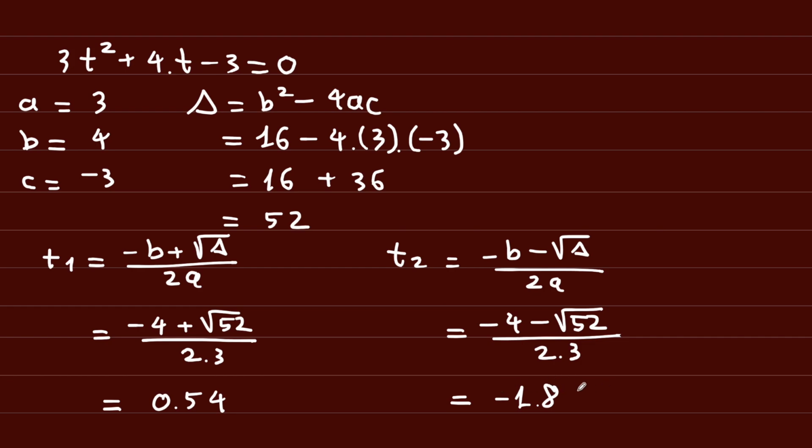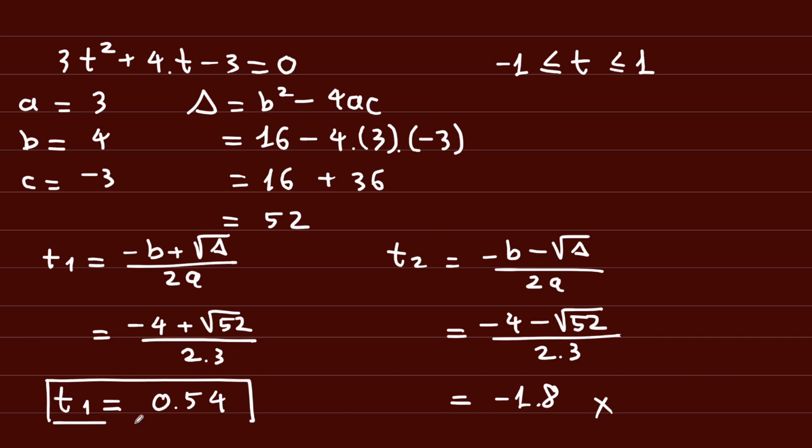Okay, we got a problem in the second solution. About the value of t, it has to belong to minus 1 to 1. And minus 1.8 is outside of this domain, so we cannot accept this solution. You only accept t1, 0.54, because this one belongs to the interval of the domain. Yeah. So the next step, this will be sine h equal to 0.54.